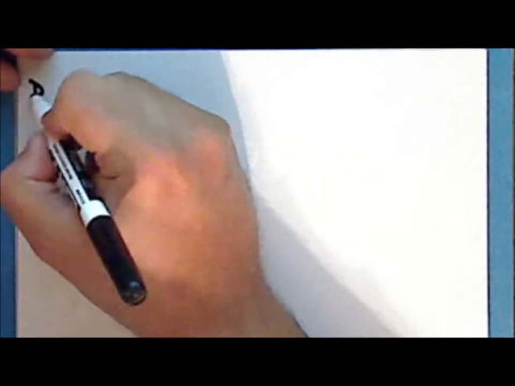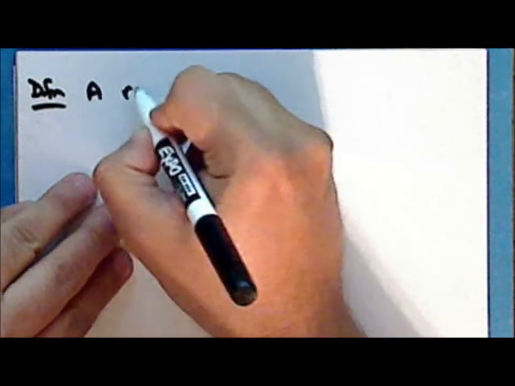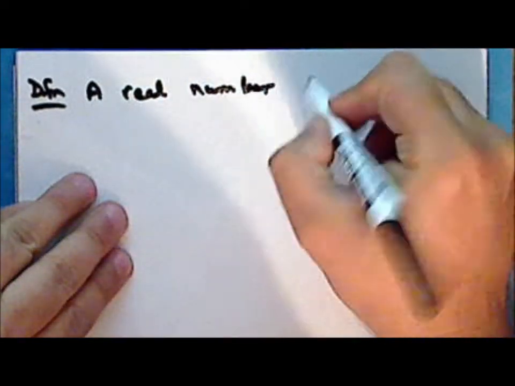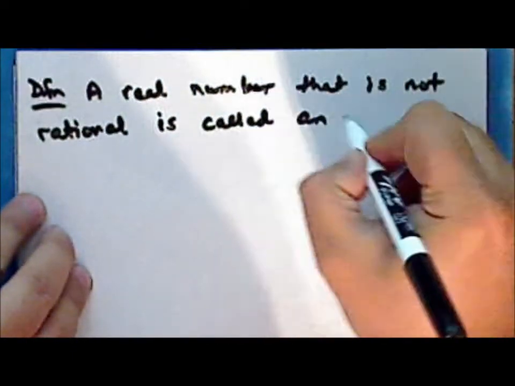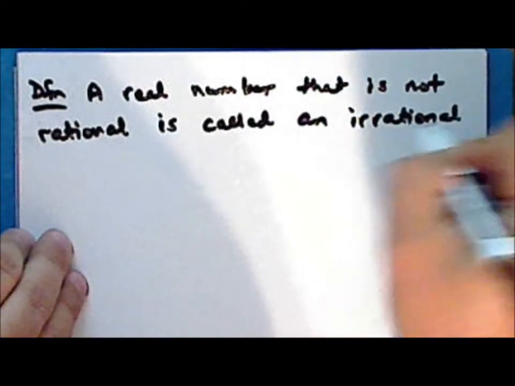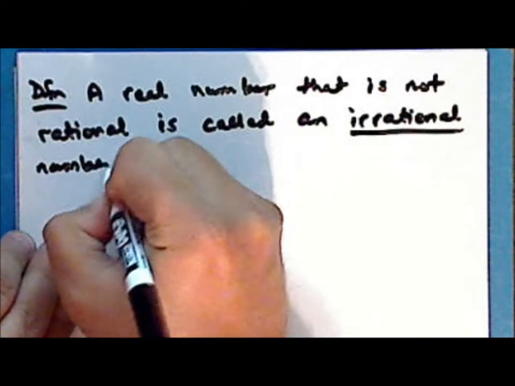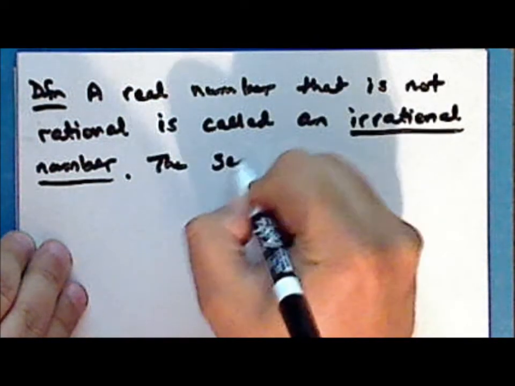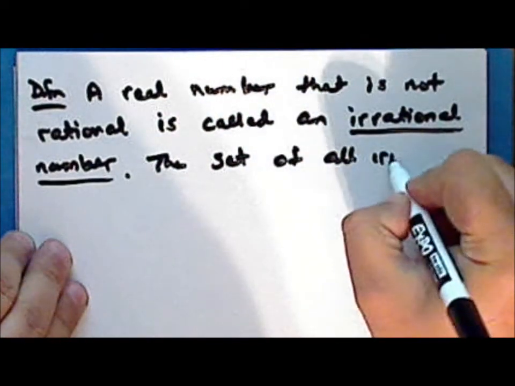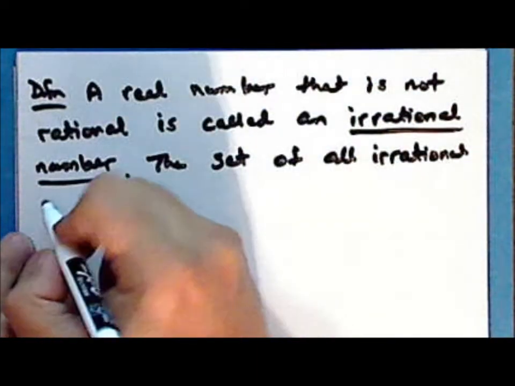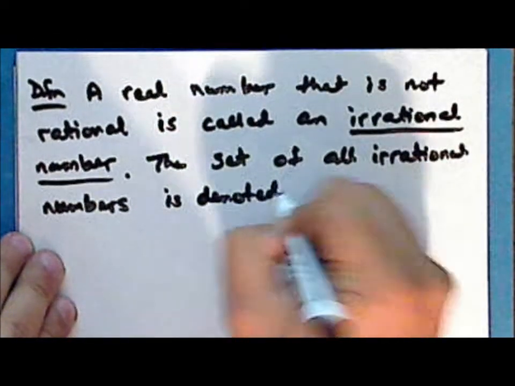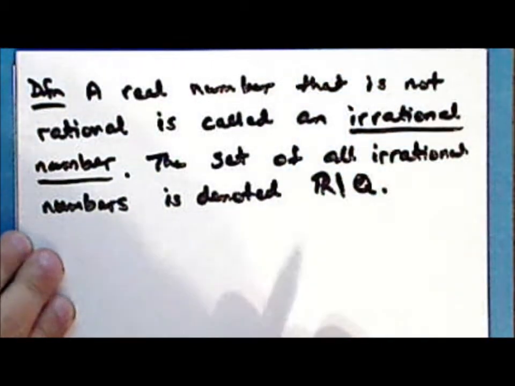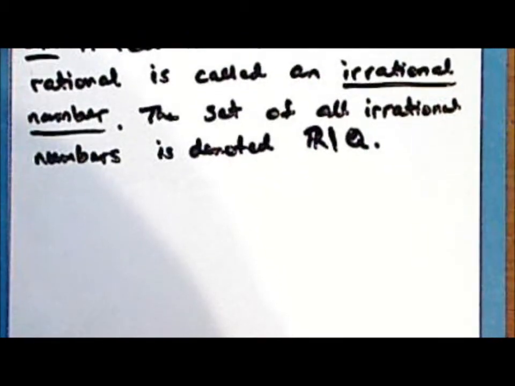Okay, so new definition. A real number that is not rational is called an irrational number. The set of all irrational numbers is denoted as the complement of the rationals, that is, the reals set minus the rationals.